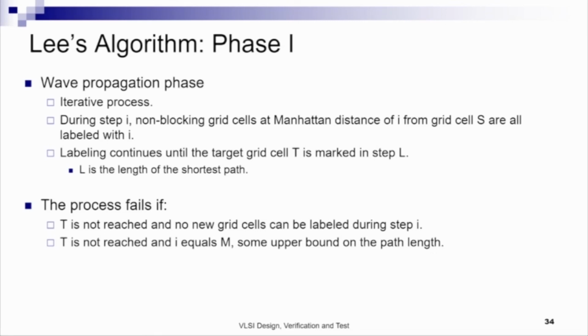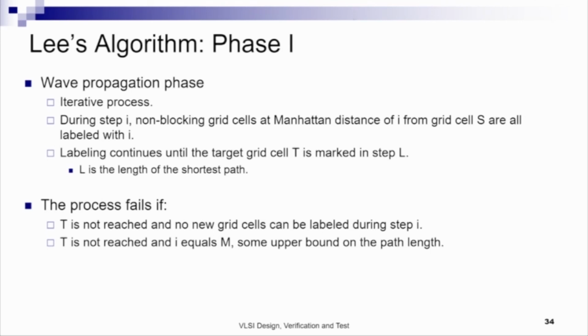T is not reached, so when do we fail? When does Lee's algorithm fail? T cannot be reached and no new grid cells can be labeled. Because it's a breadth first search, it will do an exhaustive search, and if the target is not there, it will not be able to find it, because let us say the target is at a place where it is surrounded on all sides by an obstacle. If it is not surrounded on all sides by an obstacle, Lee's algorithm is bound to find it.